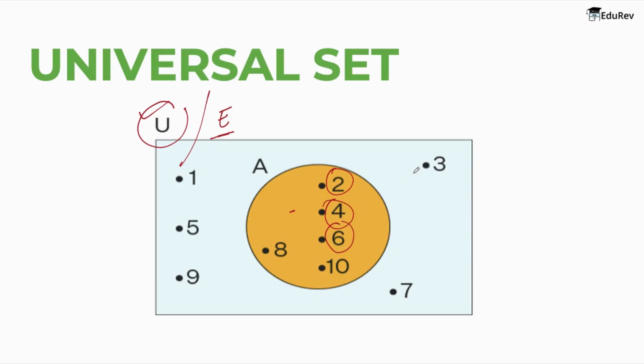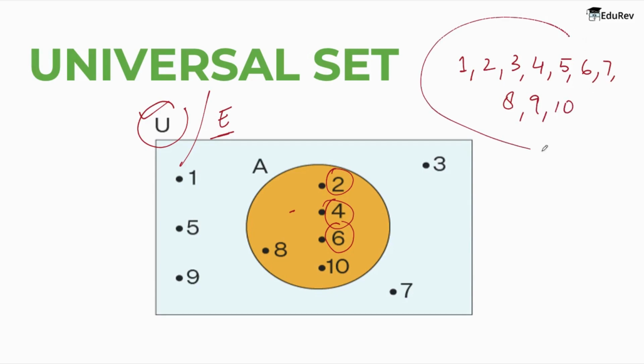But all the numbers which aren't multiples of 2 are written where? Outside the circle. But the bigger set, that is the universal set, tells us what? That we have numbers from 1 to 10, that is 1, 2, 3, 4, 5, 6, 7, 8, 9 and 10. So basically a set of all these numbers is going to be what? Universal set. Then in your universal set you will have all the numbers, and in your universal set you will have other sets as well.